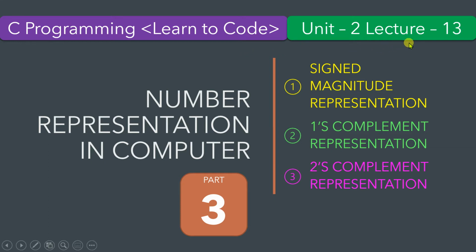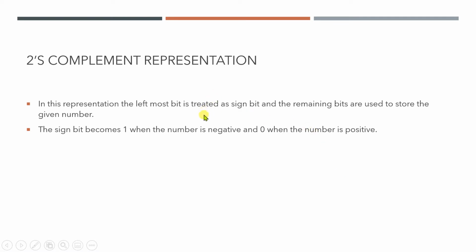This is the 13th lecture of Unit 2 and I will continue the discussion on number representation in computer. In the last two lectures we have covered signed magnitude representation and ones complement representation. And this lecture is dedicated to the discussion of twos complement representation. So let's begin. Here also the overall architecture is the same.